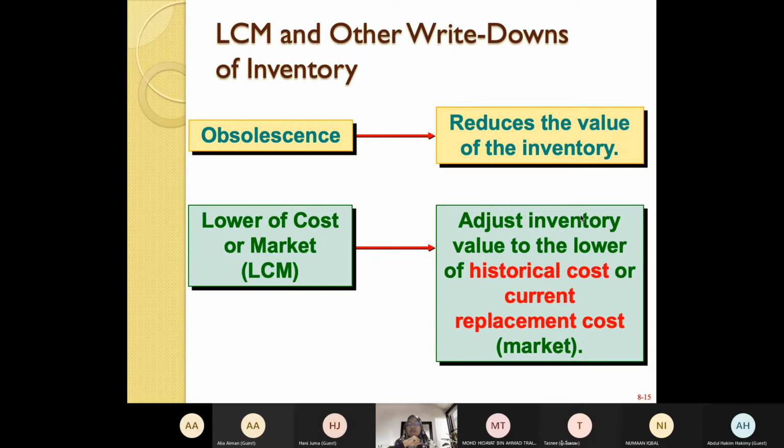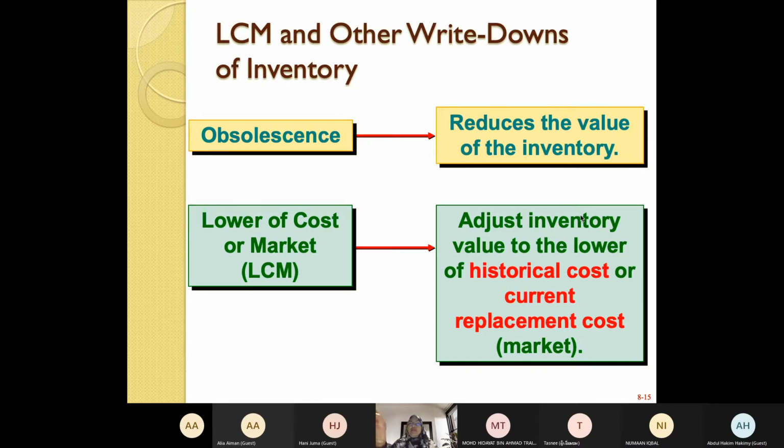Why? Because you have to record your inventory at whichever is the lower. So you have to compare between the cost of your inventory and the market value of your inventory. Whichever is lower, you have to record that in your financial statements, right? So if the cost is lower, that is okay, it means that you don't have to do any adjustment. But if you see that the market value is lower than your cost value, then you have to use your market value. So for that, you have to do some adjustment.